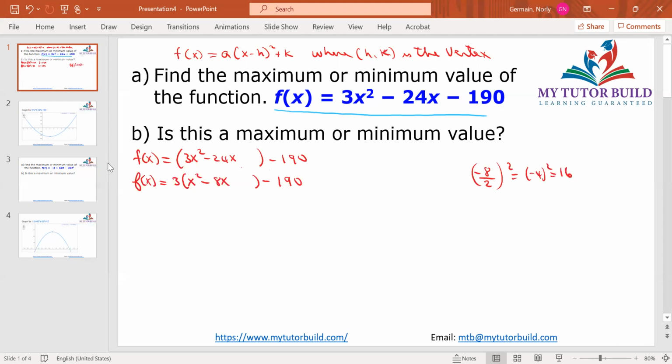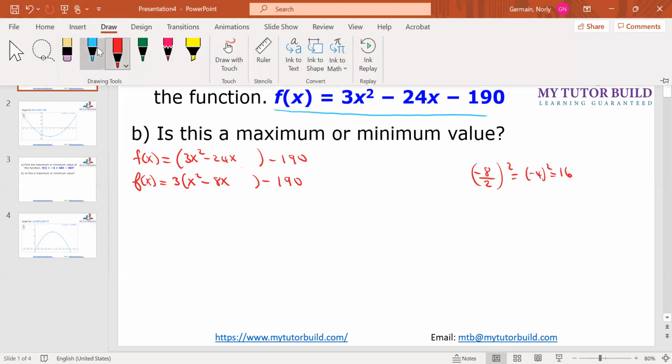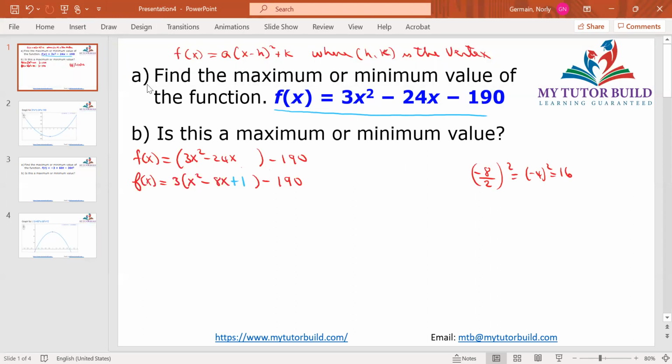That gives us 16. So what we're going to do, we're going to add 16 inside of this parentheses. Now, we were supposed to also subtract 16. Sorry about that. We were supposed to subtract 16 outside. But the problem, there is a 3 outside right here. Because of this 3, we need to multiply that 16 we're going to put outside by 3. 3 times 16 gives us 48. So in this case, we're going to subtract 48 outside.